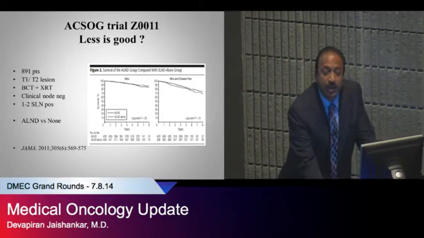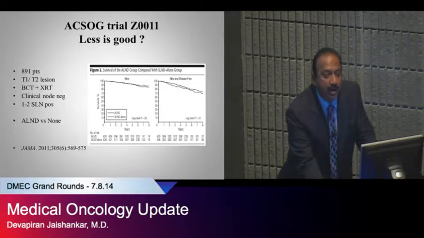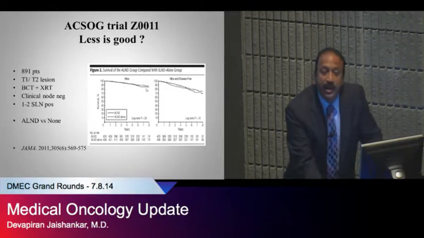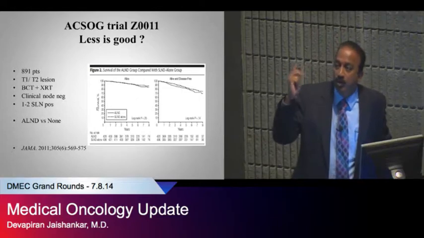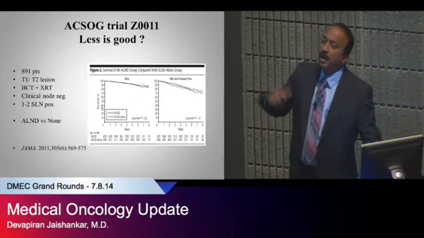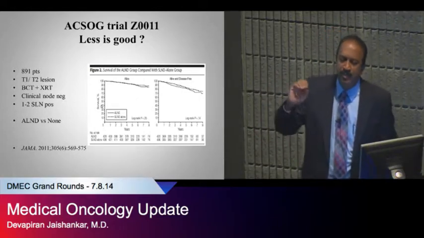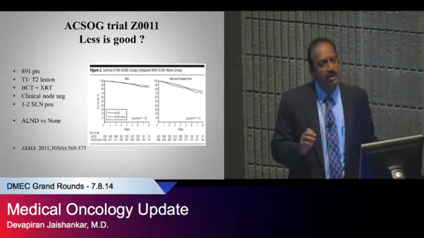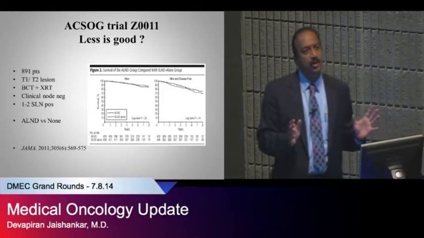So these are the curves showing no difference whether you had an ALND or did not have an ALND on the Z trial. And they actually came out saying, even if you have 1 or 2 sentinel nodes positive, you do not have to have an axillary lymph node dissection. It's fairly technical, a lot of input from the surgeon, a lot of other risk factors have to be taken into account.